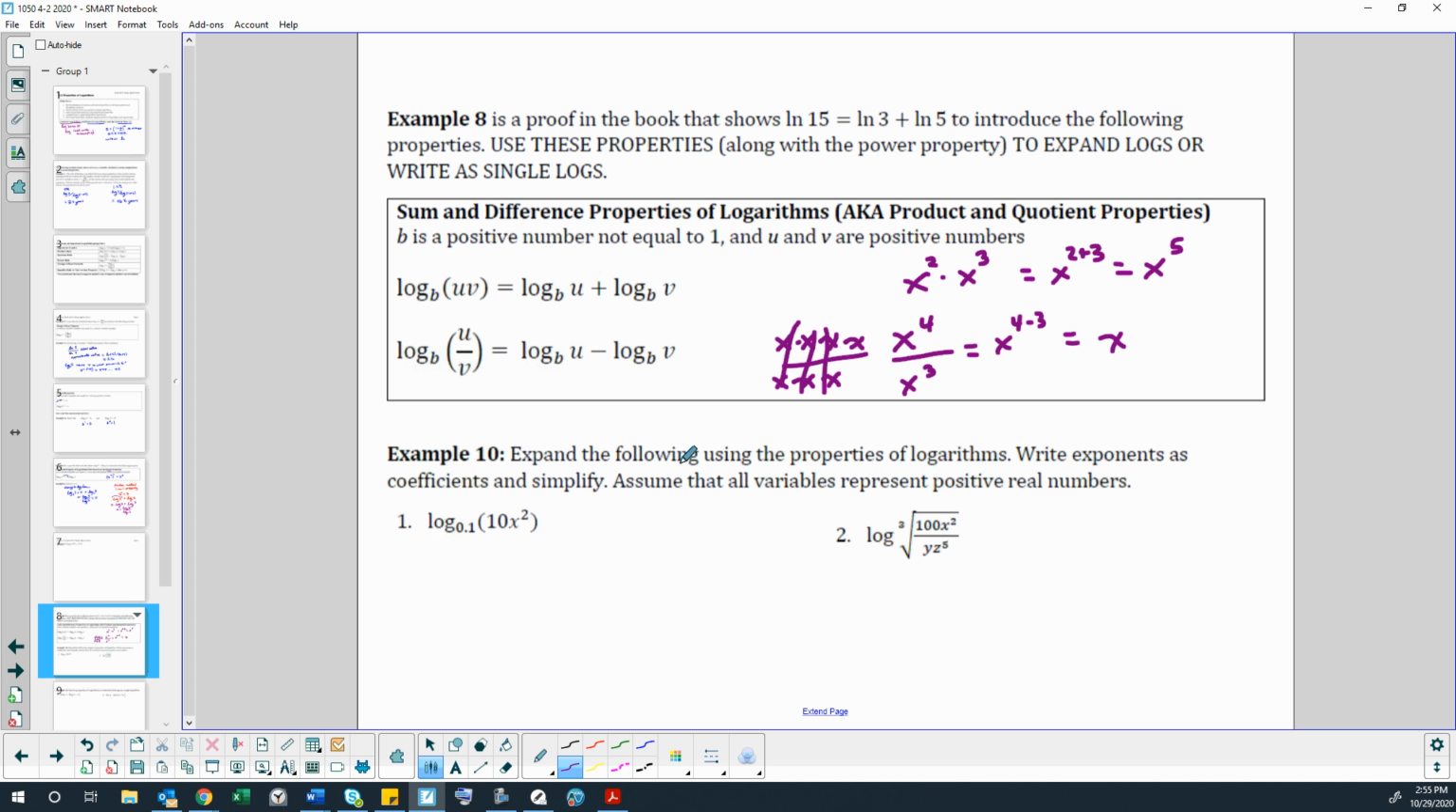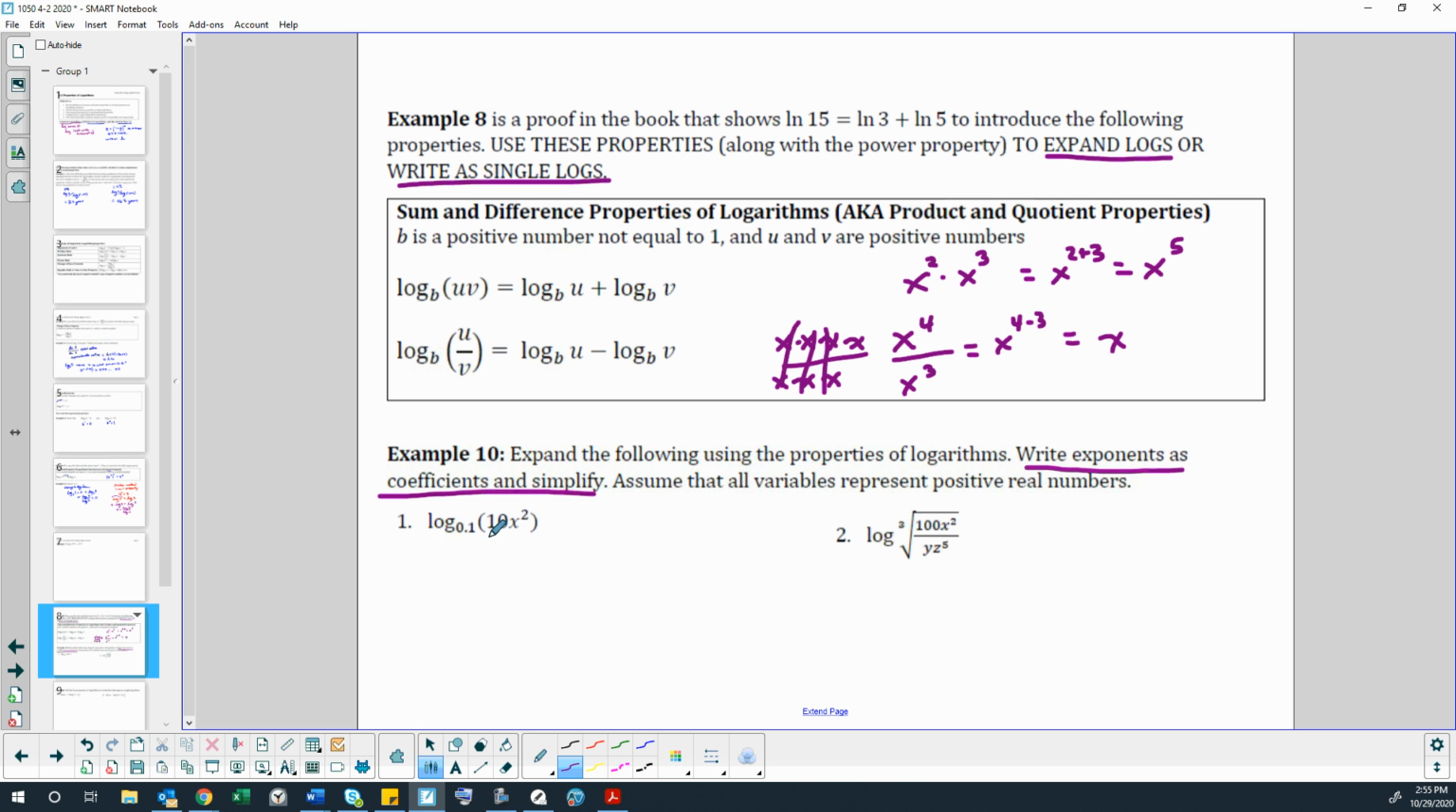Okay, so these properties we're going to use anytime we see the words expand our logarithms or write as single logarithms. Expand the following using the properties of logarithms, right? Exponents as coefficients and simplify. So that statement right there is telling us to use the power property, which is where we move exponents to the front as products instead. Assume that all variables represent positive real numbers.